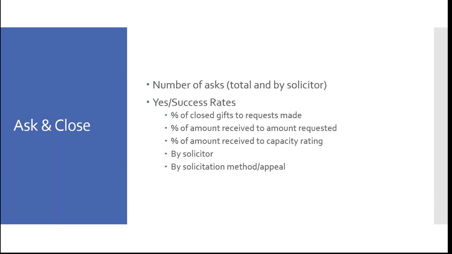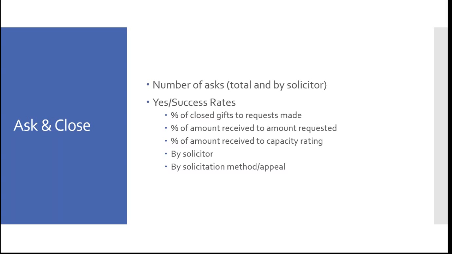So again, it seems simplistic, but look at something as obvious as how many asks are being made every month, both the total and also by solicitor or by relationship manager. Look at how many are made, and is that enough? This is where you go back to that table of gifts and look at where you are in terms of gifts that need to be closed.